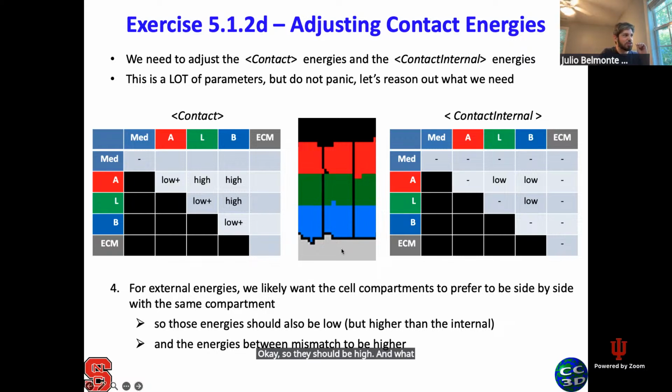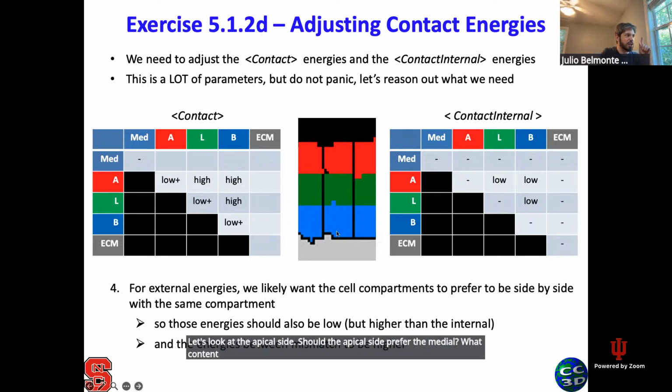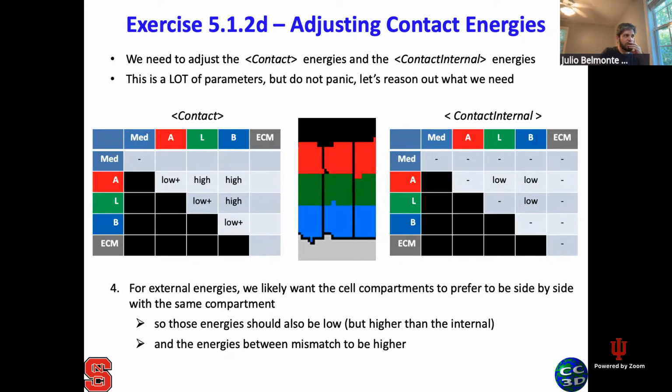And what about basal? Let's look at the apical side. Should the apical side prefer the medium? What contact energy should it have with the medium and ECM? Should they be both high, both low, or one high and another low? So what should apical and ECM be? The apical should never face the ECM, right? So the apical should have a very high energy with the ECM.